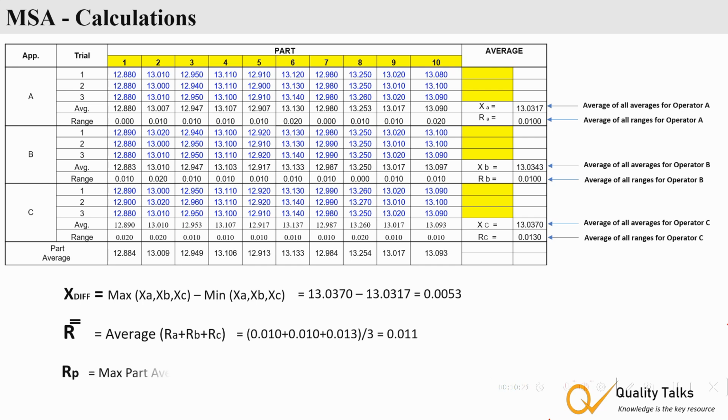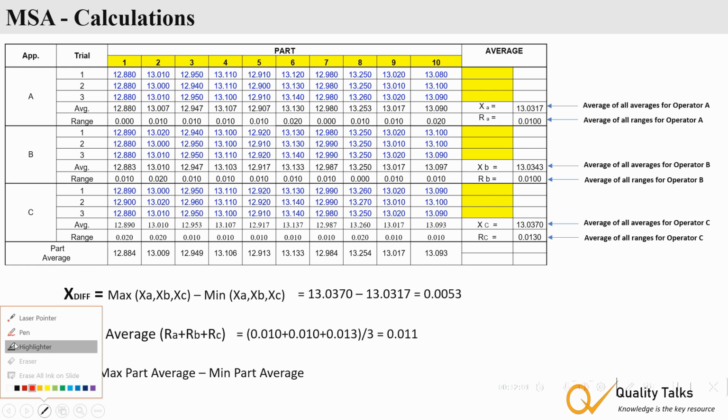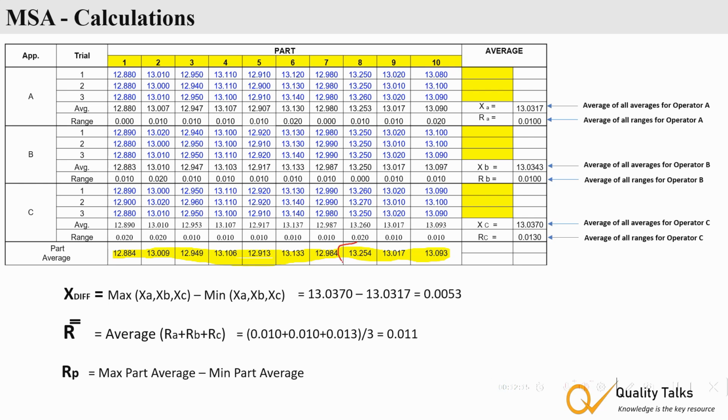Now we will calculate RP. RP is the max part average minus minimum part average. So we have 10 parts average. Maximum is 13.254 and minimum is 12.884. So the difference of these will be 0.37, that is RP.